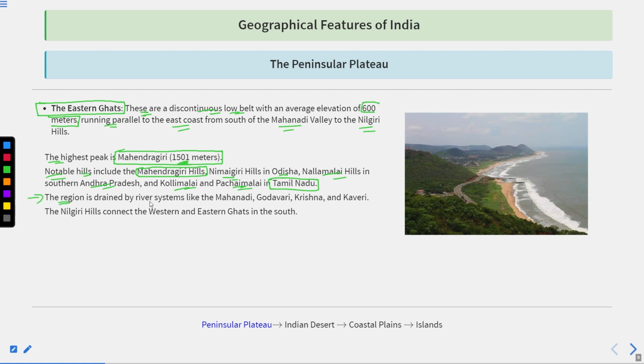The region is drained by river systems like Mahanadi, Godavari, Krishna, and Kaveri. The Nilgiri Hills connects the Western and the Eastern Ghats in the south. And remember, this is basically an interaction zone between these two divisions of the Deccan Plateau. Okay.